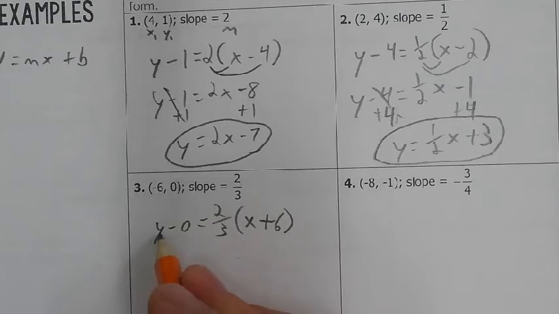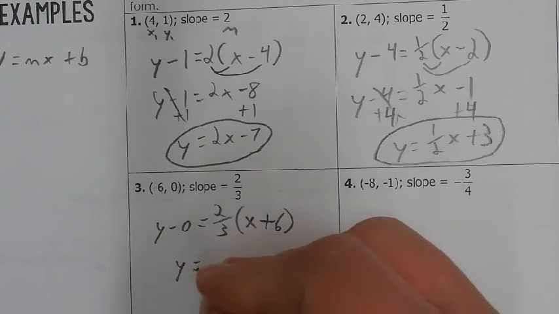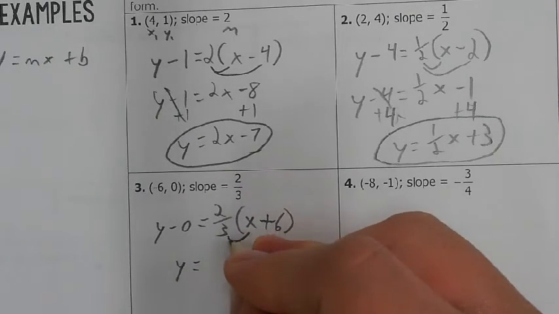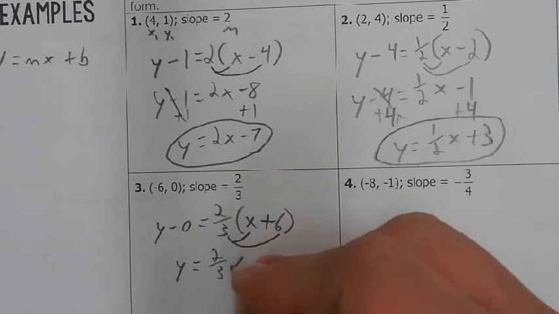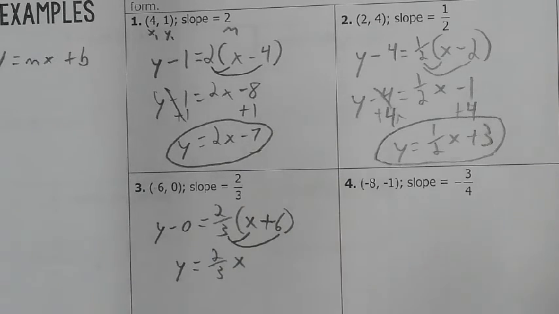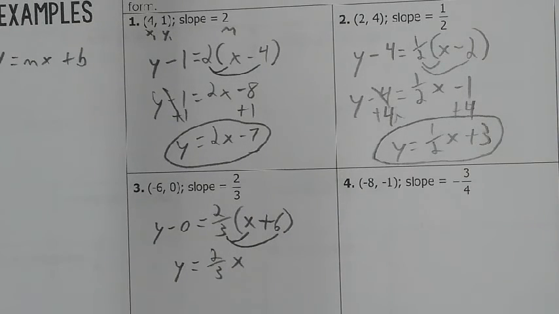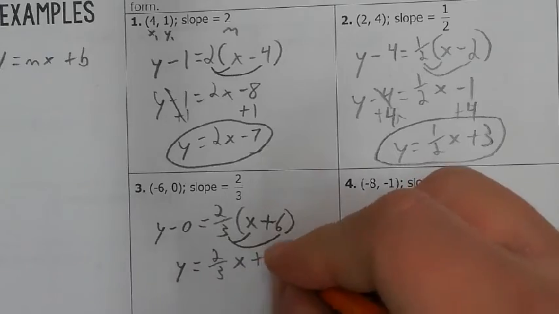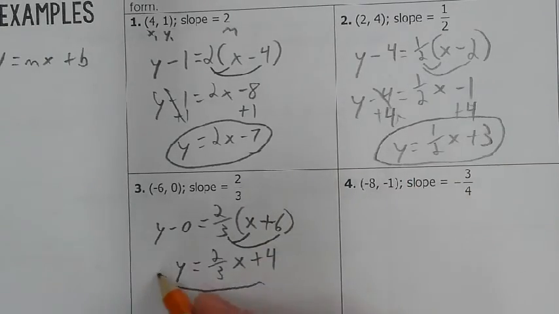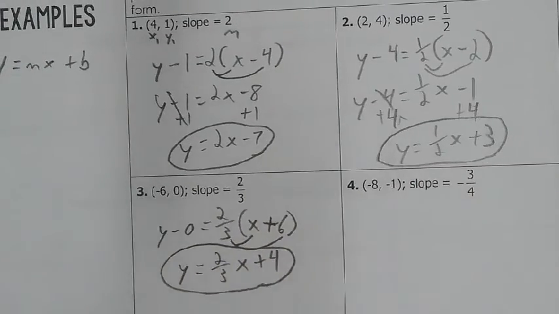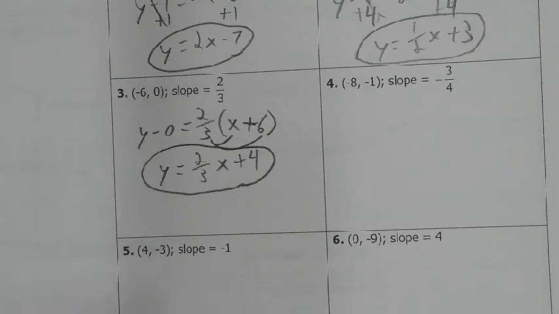Okay, so now we can go ahead and combine this because what's y minus 0? Y, just y. So that just leaves you y, and then we could just distribute 2/3 times x is 2/3 x. 2/3 times 6, that's 4. Yep. So that would be your answer. So that one we didn't have to do anything extra because of that 0. All right. So I want y'all to try 4, 5, and 6 on your own, and then we'll check them together.